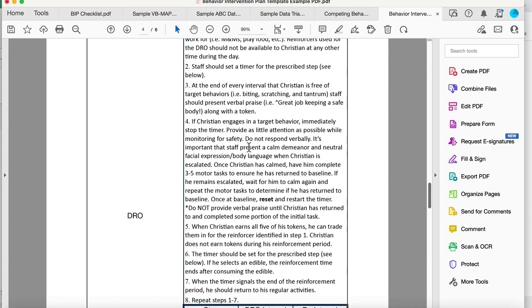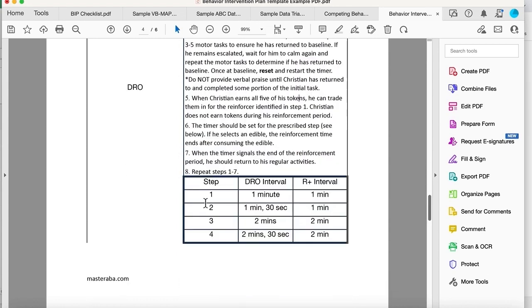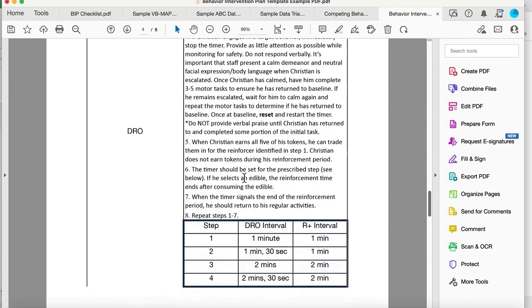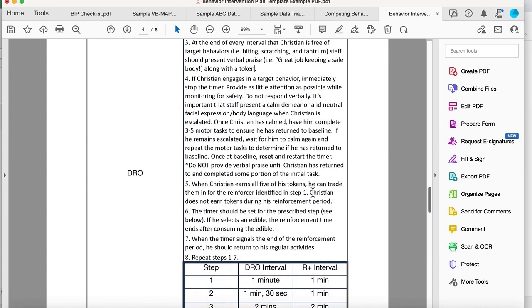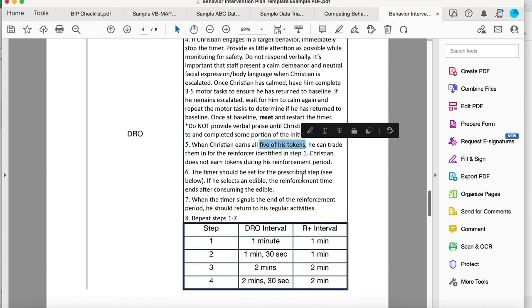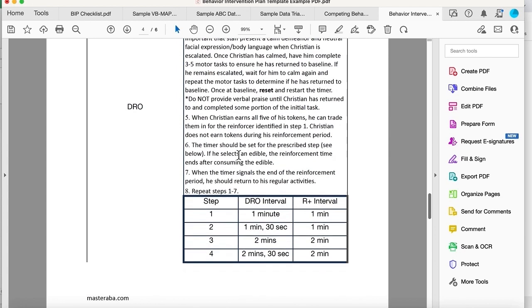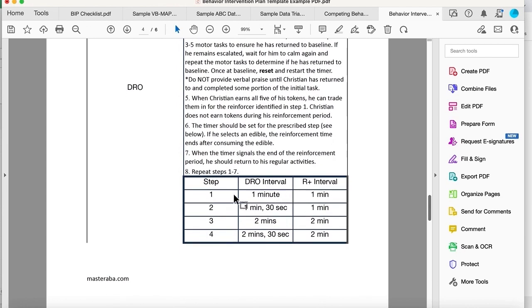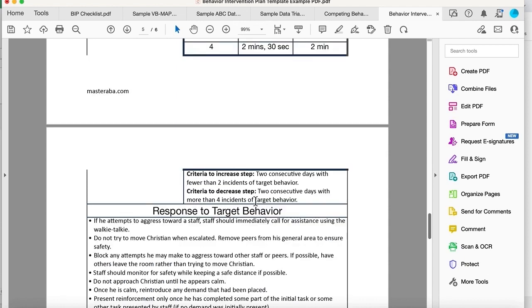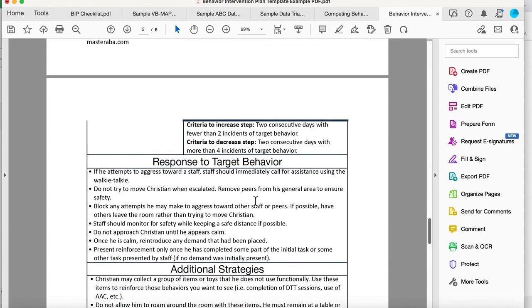It's pretty extensive, and it includes steps for changing the reinforcement criteria. He also had a token board. At the end of the 1 minute interval, he earned a token. And when he filled his token board, which was 5 tokens, so when he earned all 5 tokens, then he could trade in the reinforcer identified in the appropriate step. For every 5 minutes he's free of target behavior, he would earn 1 minute of reinforcement. We have the criteria to increase a step and the criteria to decrease a step.